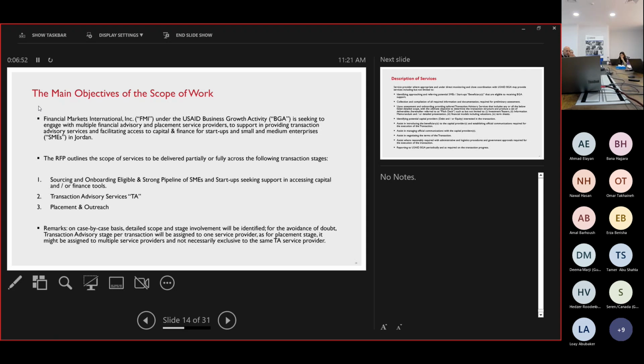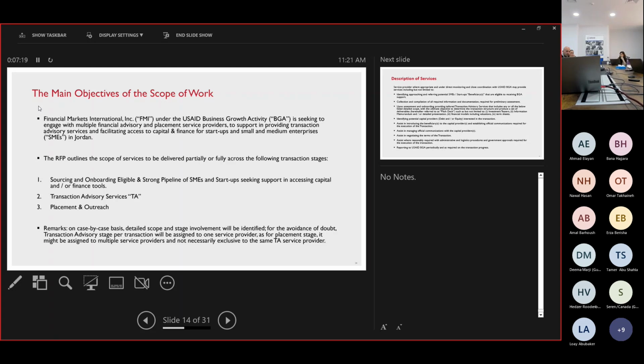We are an impact development project, so we measure our success and performance by the results afterward. The firms that we work with and facilitate capital for need to achieve certain milestones in terms of increasing their sales, employment, exports, and so on. We'll get into these details.